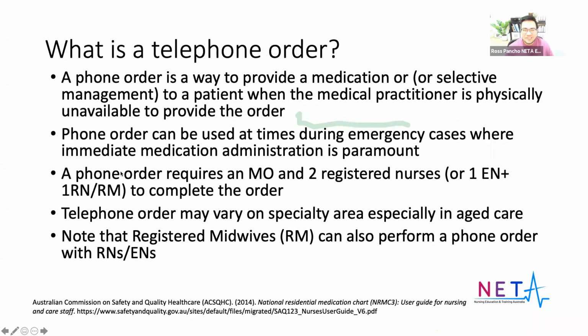All right, a phone order requires these people. So a phone order normally requires a medical officer. If you don't know what MO means, it's a medical officer who looks after the patient. And two registered nurses. These two registered nurses can be an enrolled nurse plus another RN, or it can be a registered midwife. So these are all, like what Carissa mentioned, registered professionals. You need these people in order to complete a phone order.